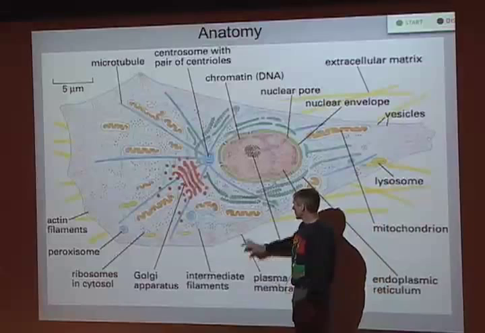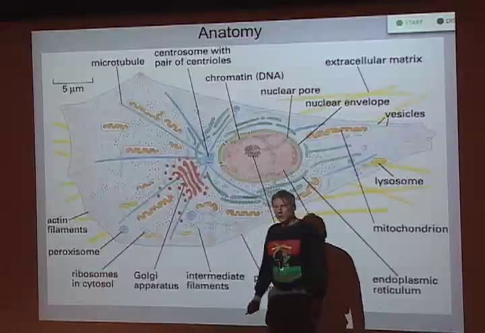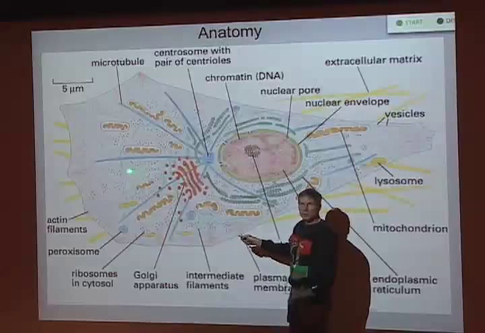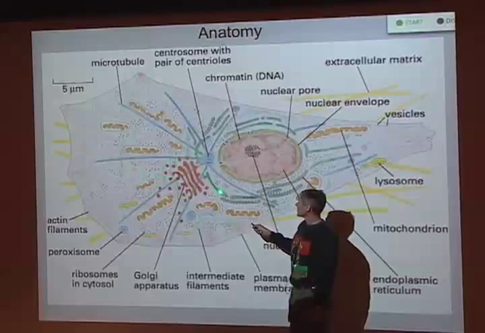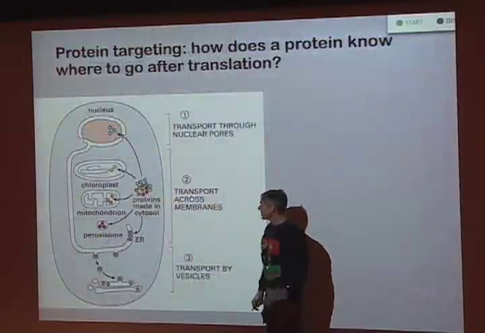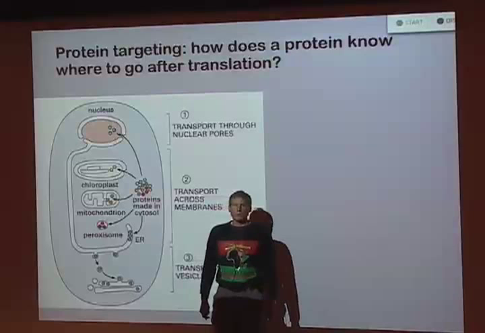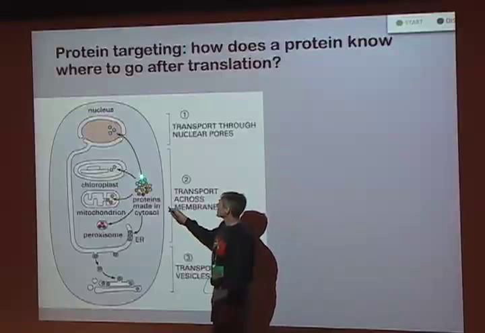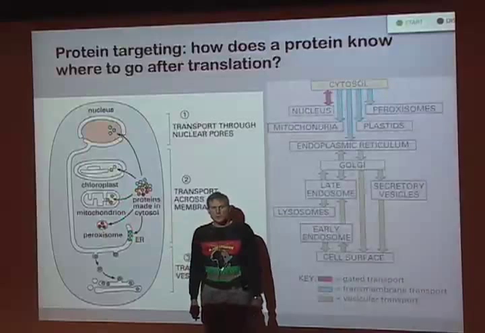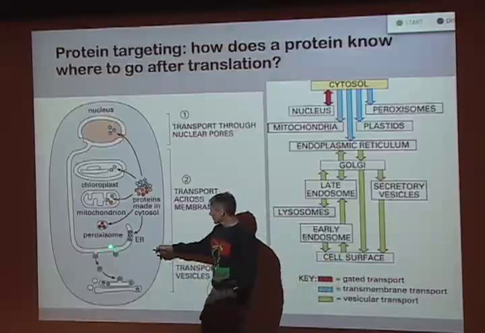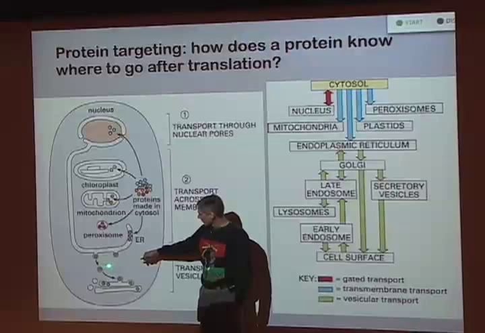So how do proteins know how to get from being translated either in the cytoplasm by free ribosomes or on membrane-bound ribosomes on the rough endoplasmic reticulum? Proteins have targeting sequences. There's two basic mechanisms. One is the signal sequence, gated transport, which takes proteins into their various locations. That's one thing. The other thing is vesicular transport. That is organelles bud small vesicles, and then they fuse with the target organelle.